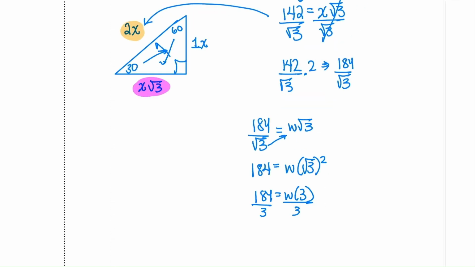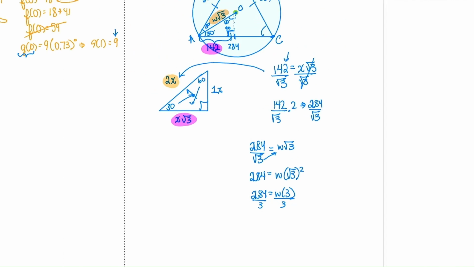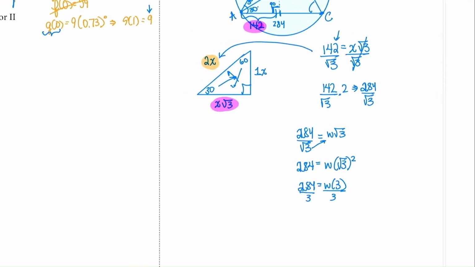Wait, excuse me. So 142, I messed up right here. So 142 times 2 is going to be 284. So I'm just going to adjust that down here. So 284 divided by 3 is going to be our final answer.